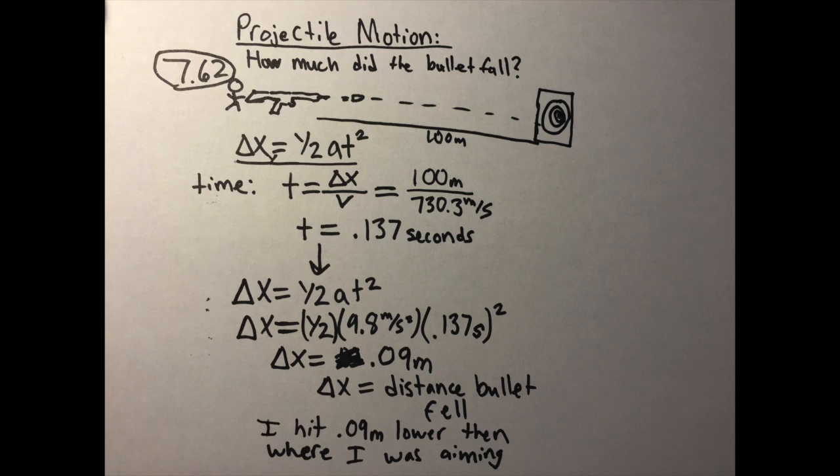Then we plug this into the projectile motion equation to find vertical distance. Once we do this, we find the bullet fell 0.09 meters. So that means I hit 0.09 meters below the target I was aiming for.